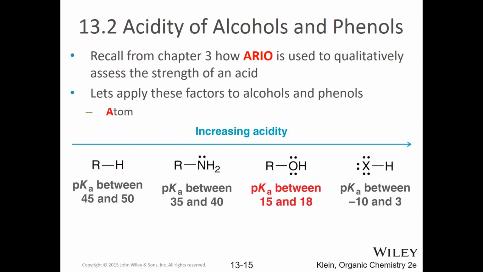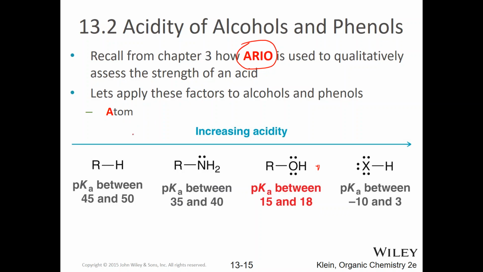Let's talk about how we can evaluate the strength of these bases if it's an alkoxide, or the strength of the acid if it's an alcohol. So first of all, recall from chapter 3 that we use this acronym ARIO to qualitatively assess the strength of an acid.